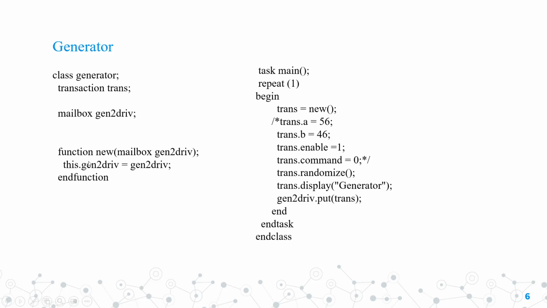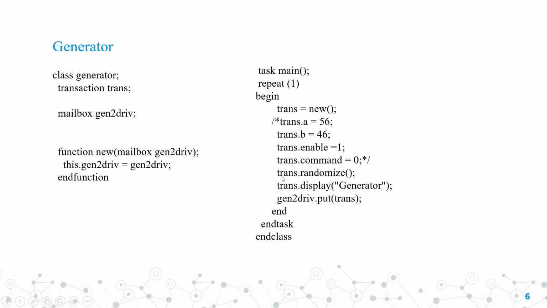In the new function, I am taking a mailbox as input and assigning it to the current mailbox within the class, that is gen2drive. And I have written a task called main, in which I am creating a new object for the transaction class that will allocate memory. This trans will be the handle of the transaction class, and this new will create memory for this handle.